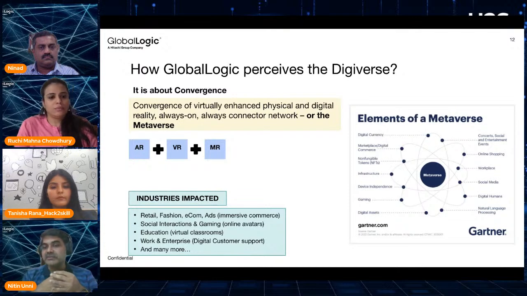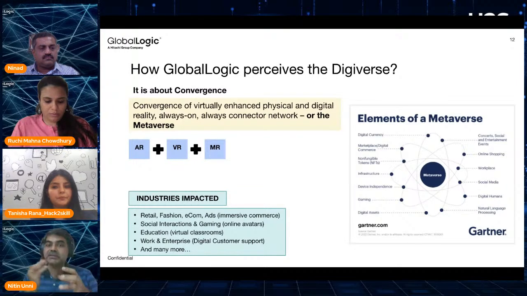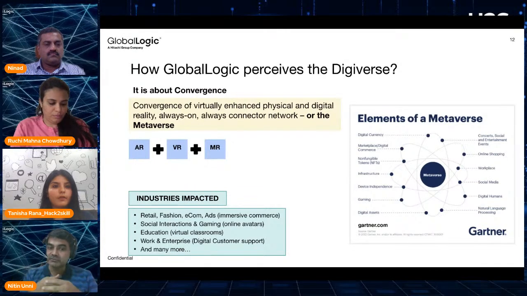If you can see the diagram on the right side, there are various elements of the metaverse that really enable something like this to happen, right? And they span across a lot of areas. You think about digital currency, you think about non-fungible tokens, or you think about how a particular screen should behave so that multiple people can come together and be able to look at both the virtual and the physical. All those aspects come together in the Digiverse, social media for example, right? So here, if you see the industries that are impacted from our perspective around this hack, you can think about the work and enterprise. I talked about an example of field service support. There are a lot of use cases that can benefit over there. If you look at retail and fashion, again, immersive commerce comes in and so on, right? So this is one axis. If you look at the convergence of AR, VR, and MR technologies that gives a foundation for the metaverse. If you can move to the next slide, Ruchi.